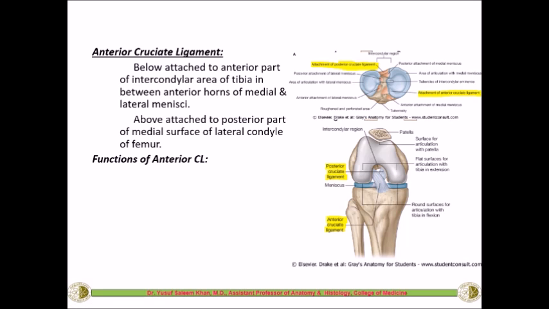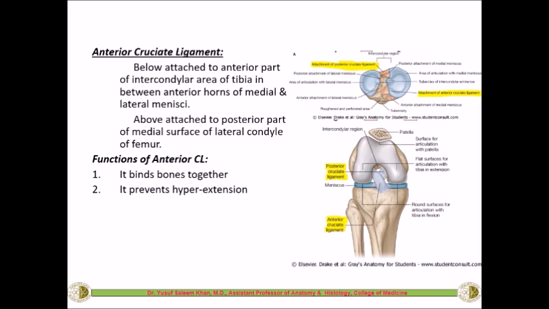What is the function of this anterior cruciate ligament? As I said, these cruciate ligaments are very important. So what is the function? One, it binds the two bones together. It will connect these two bones and keep them together. The femur as well as the tibia are kept together by the presence of this cruciate ligament, especially the anterior cruciate ligament.